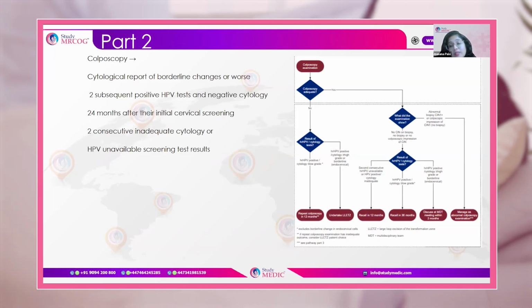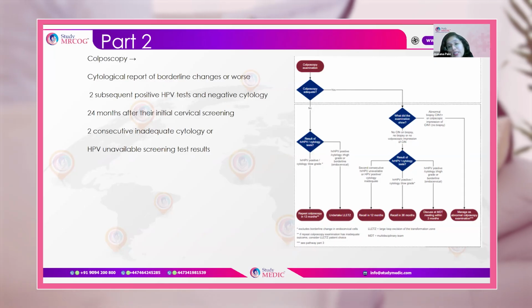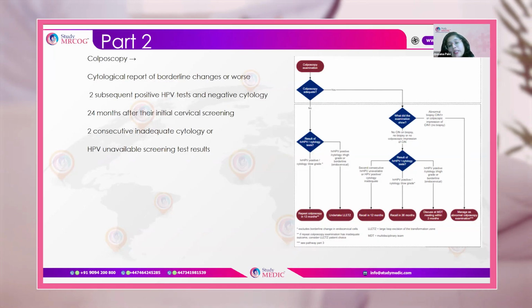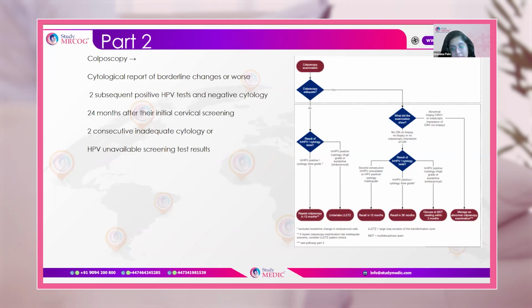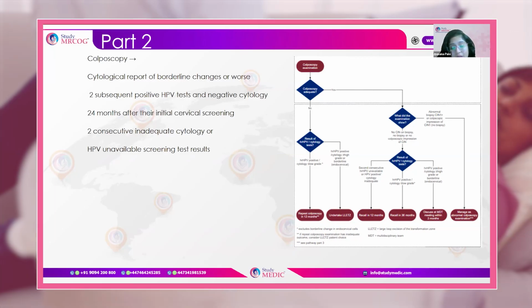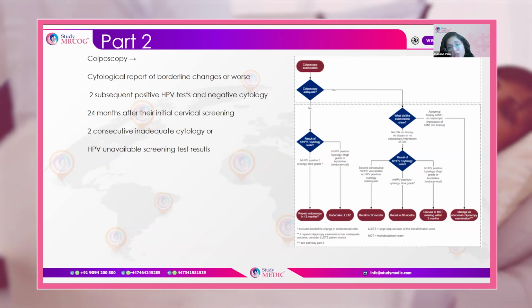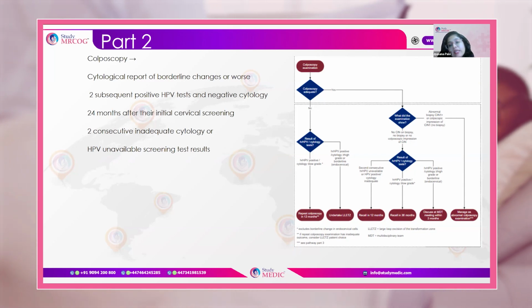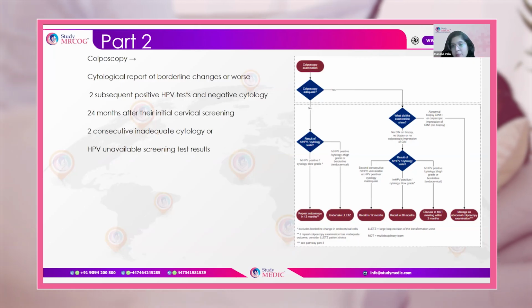Now, if the high risk HPV is negative or the cytology is less than or equal to low grade, then you can safely recall her in 36 months. In case the second consecutive high risk HPV is unavailable, or the high risk HPV is positive or cytology is inadequate, then you need to recall her in 12 months.